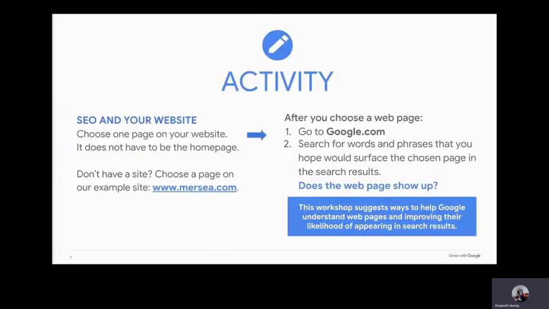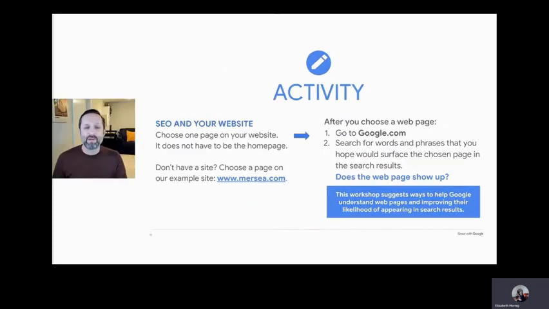Let's start with an activity: choosing a web page. You can use your homepage if you like, but I suggest selecting a page that is focused on a single product, service, or topic. You can use this web page during this workshop as I discuss SEO strategies. If you don't have a website, follow along using our example, a product page from www.mercyandcompany.com. Mercy & Company is a lifestyle brand based out of Lenexa, Kansas.